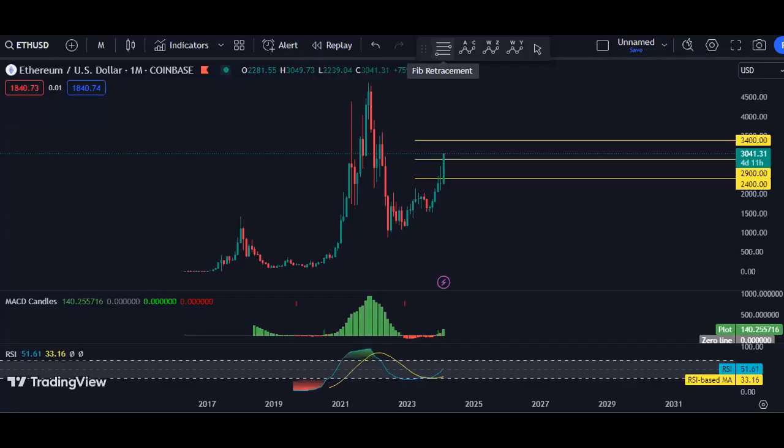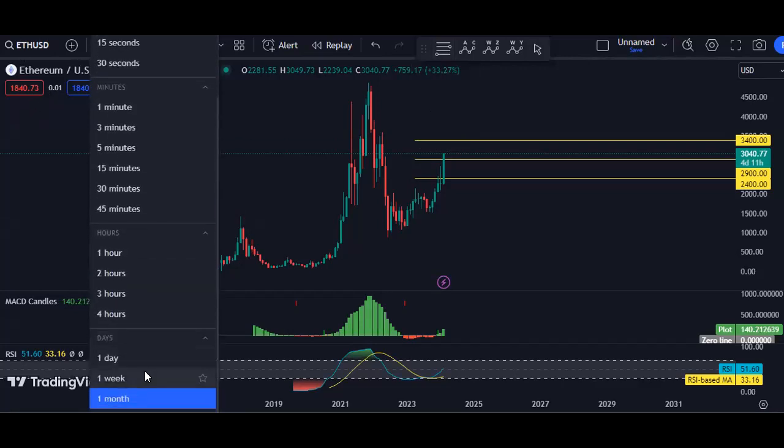ETH, we start with monthly chart. And as I explained in my last analysis, we have been looking for 2.4 and 2.9. The price almost tagged the first two targets, and the next one I'm looking for is 3.4. Okay. And based on monthly chart, we don't have anything else to discuss.